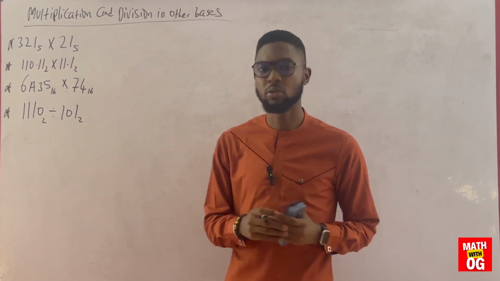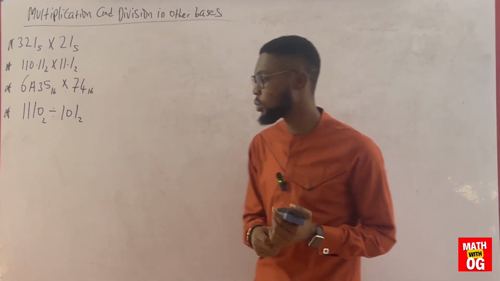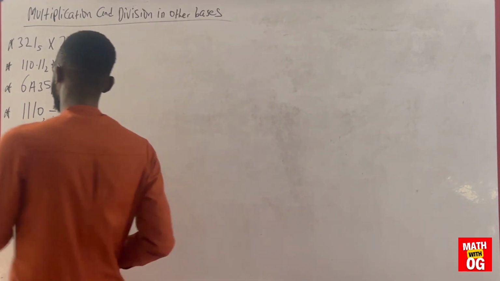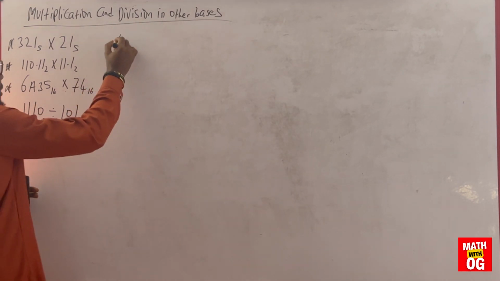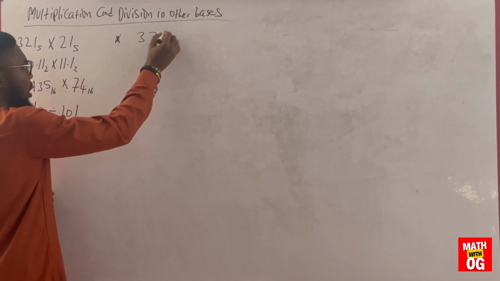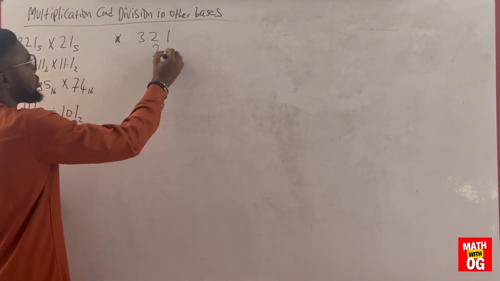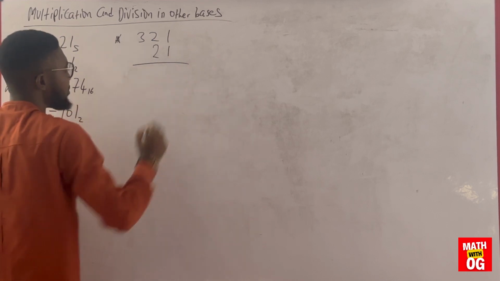Now let's use these questions as case studies, starting with question number 1. We are given 321 in base 5 multiplying 21 in base 5. So I can write that here: 321 multiply 21, both in base 5.